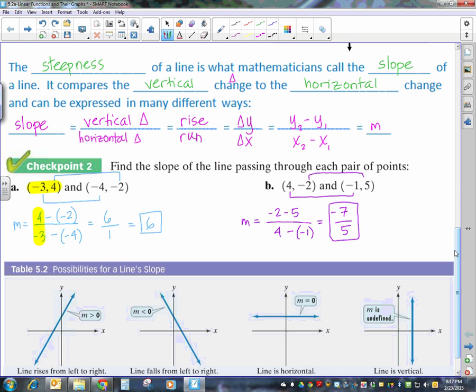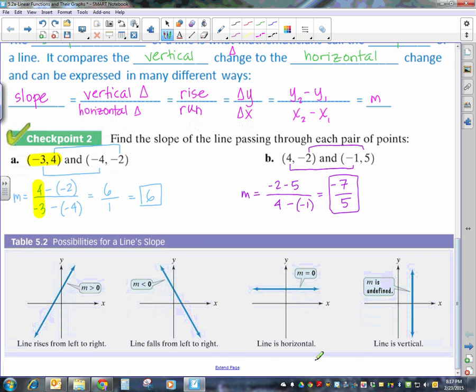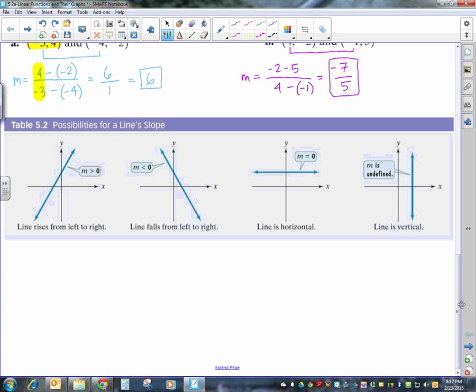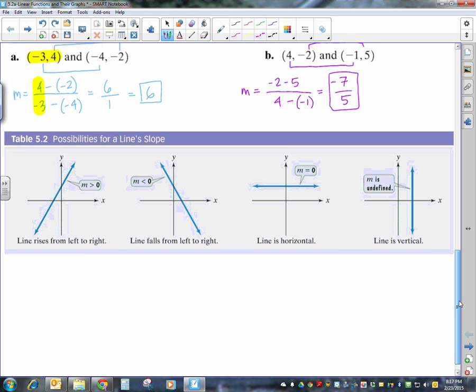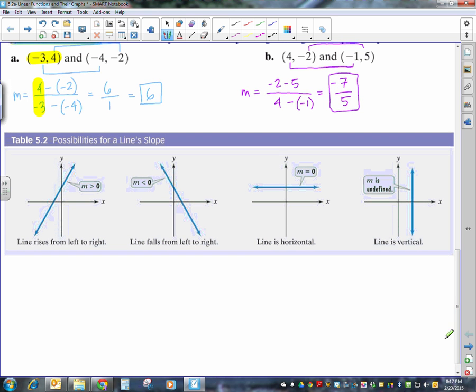So the last thing, just to show you, is the possibilities you will have for slopes when you do your calculating. Keep in mind that if your slope is greater than 0, that means your slope is positive, and that means your line will rise. When you do your classwork, your written work, you also have to tell me whether your line will rise or fall. Because I have a positive slope, my line rises.